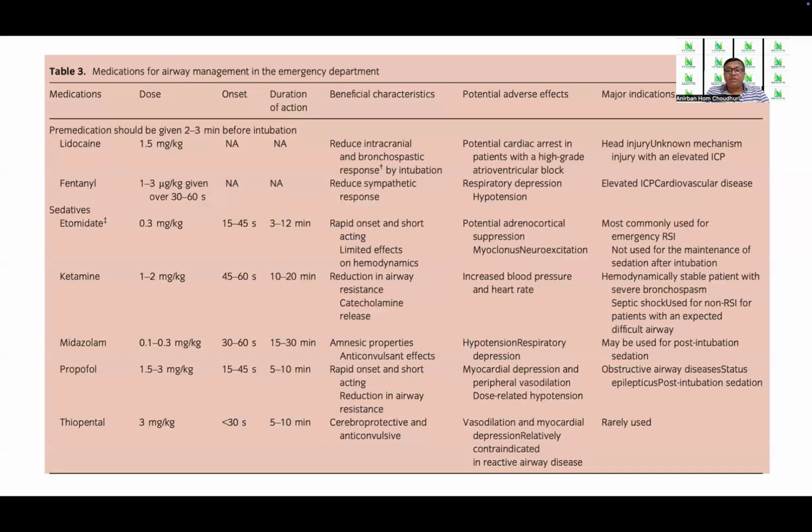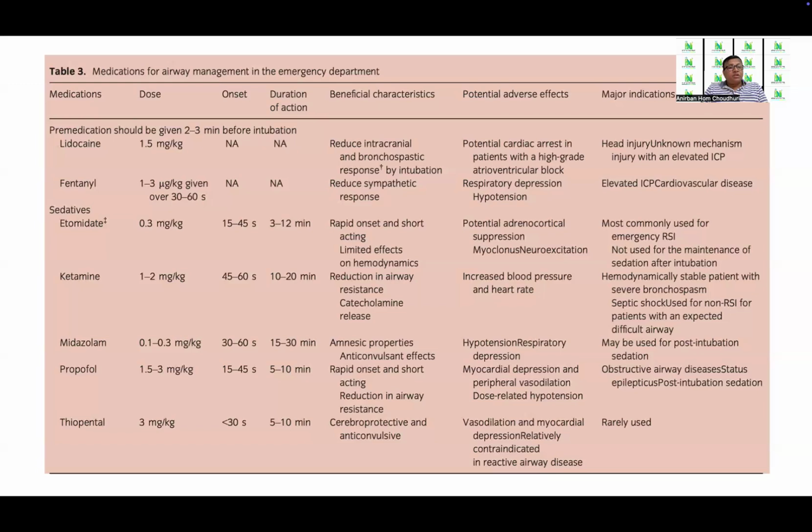Lignocaine, the major indication being head injury, unknown mechanism of injury, with elevated ICP, but there are potential adverse effects of cardiac arrest in patients with high degree of AV block. Fentanyl, again, in patients with elevated ICP to prevent further rise in ICP during intubation, or in patients with cardiovascular disease for hemodynamic stability. Again, the potential adverse effect is that of respiratory depression and hypotension.